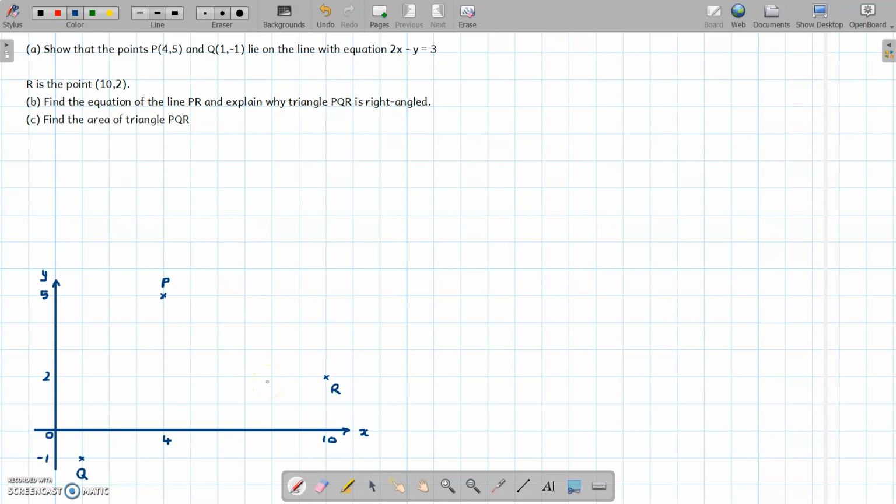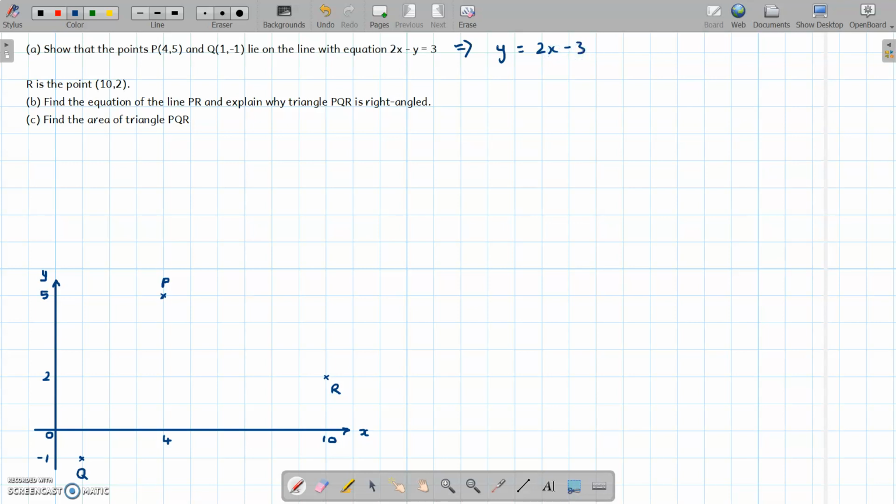Okay, so in this question, we're going to first of all show that the points P and Q are both on the line with that equation. Now, this is quite straightforward. We're going to start by rearranging this equation, just to put it in a different form. We're going to simply add y to both sides and take away 3. So we can write it as y equals 2x minus 3.